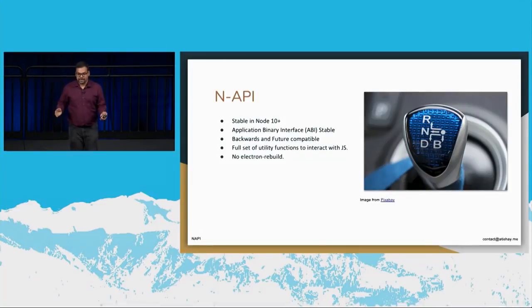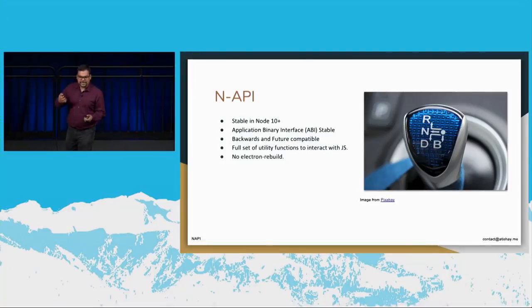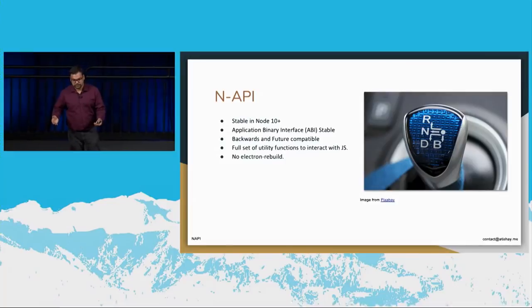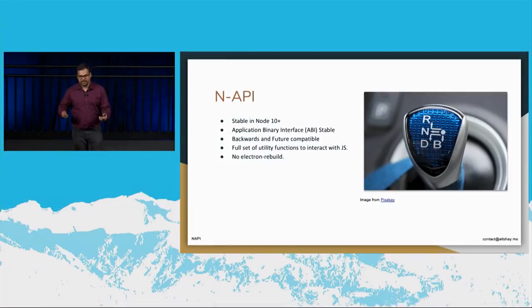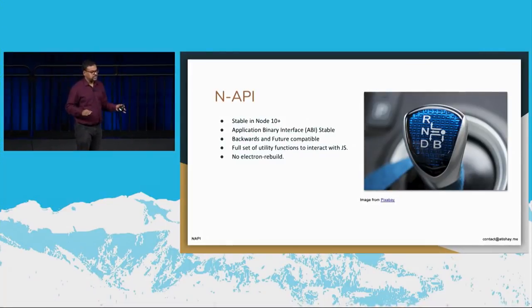NAPI has a very well-defined binary interface. That is, it is ABI stable. In short, the Node team guarantees that if you write something using the NAPI, you can not only use it with the past versions of Node, Node 8, where it was experimental, and Node 10, but also in the future versions. The Node team will try to make sure that your NAPI module stays relevant and you do not need to recompile across releases.